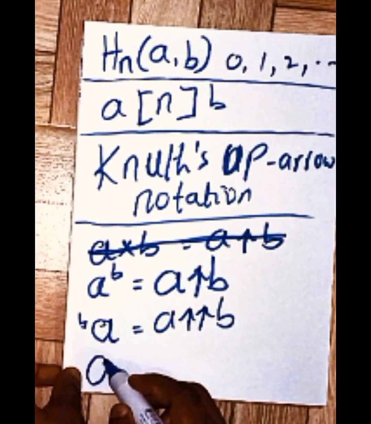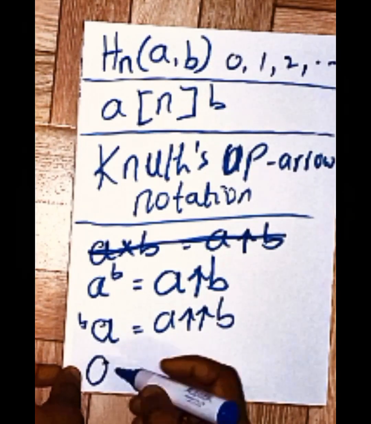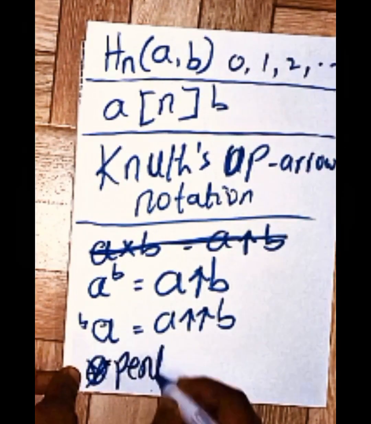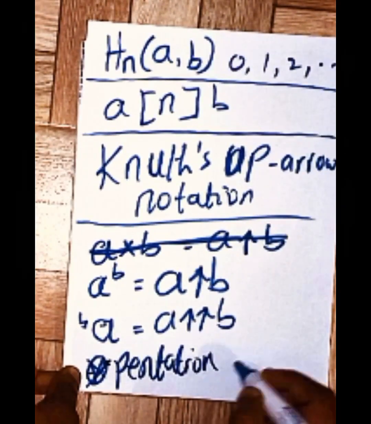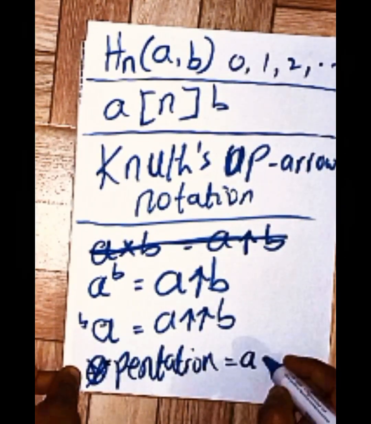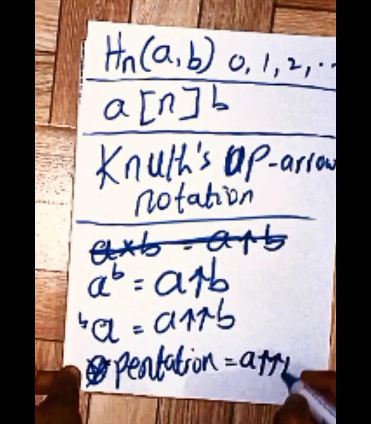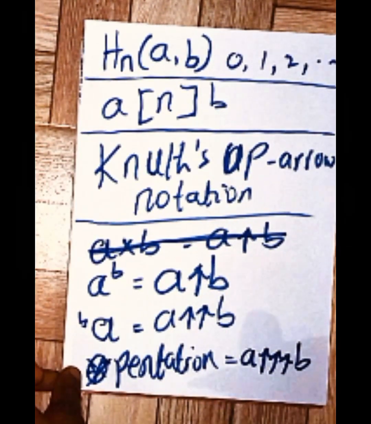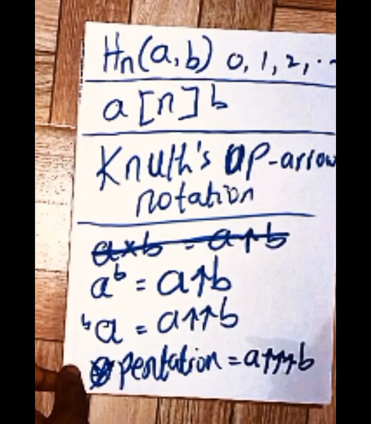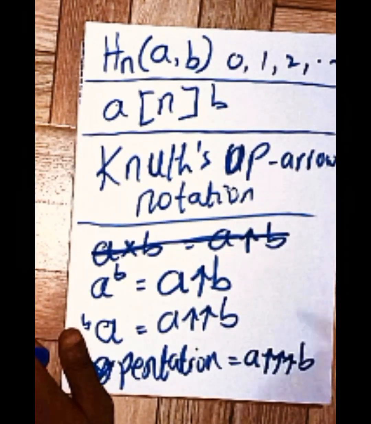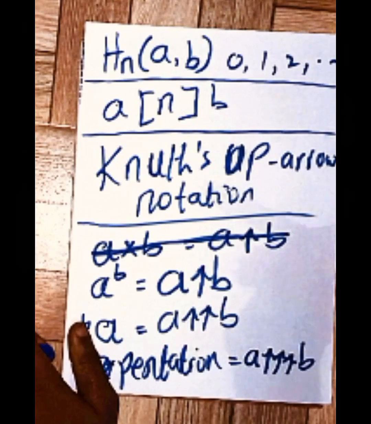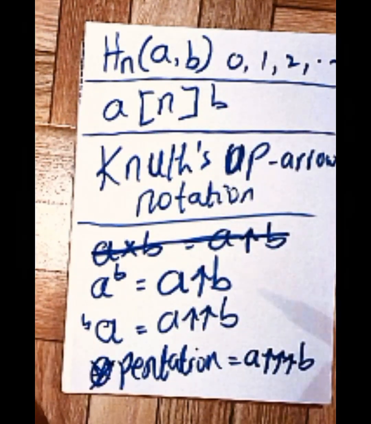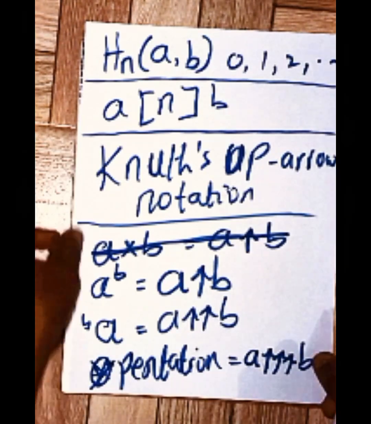And pentation doesn't actually have the superscript notation, but it has Knuth's arrow notation as A up arrow B with 3 up arrows, and that is how it goes for the rest of the hyperoperations. But generally, this one is used. I do like these two, but Knuth's up arrow notation is also used in a lot of mathematical papers.